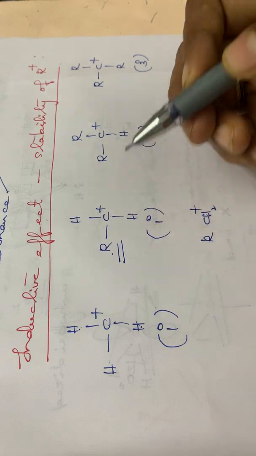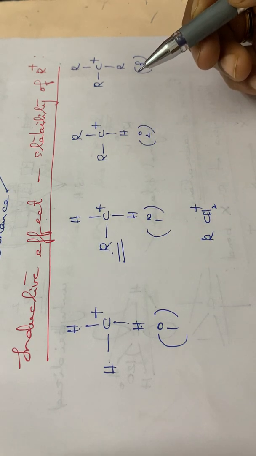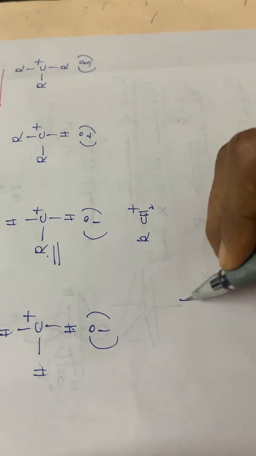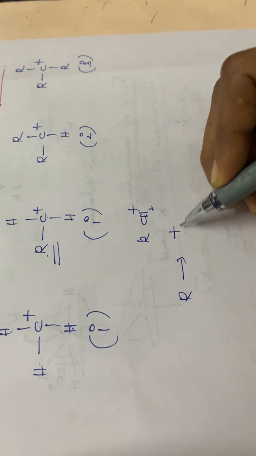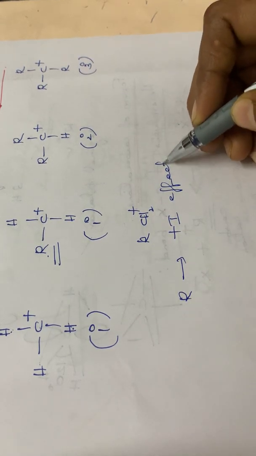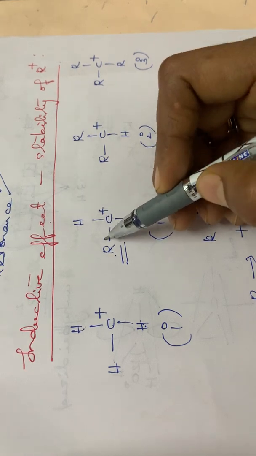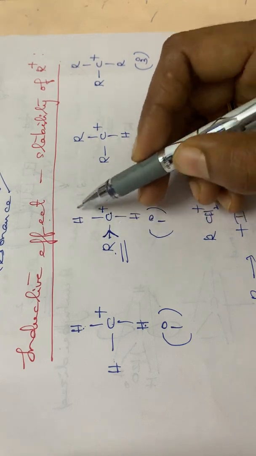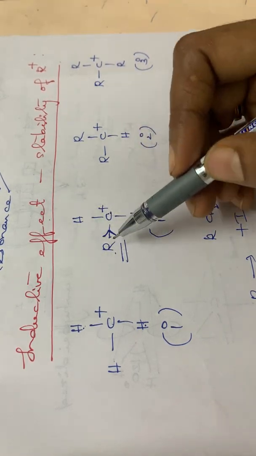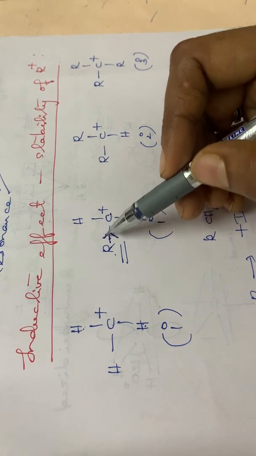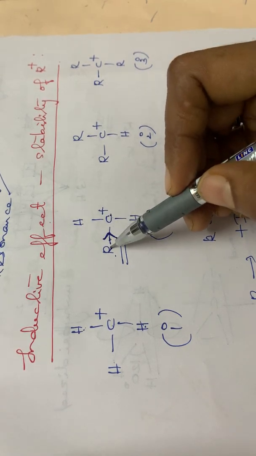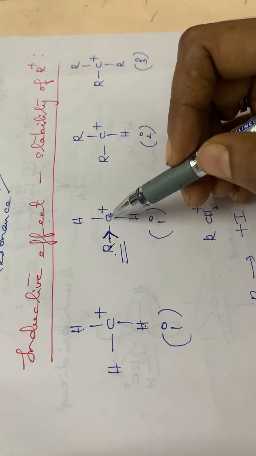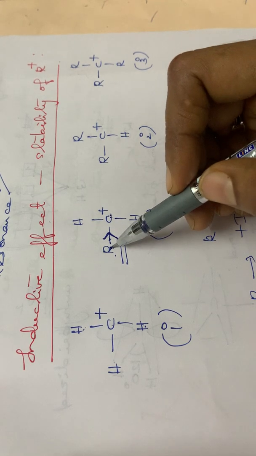Here the R group means it is an alkyl group, isn't it? And you know, this alkyl group has a plus I effect. What do you mean by plus I effect? The electron shift will be towards this carbon atom, it will be releasing electrons towards this carbon atom. So this primary carbocation has one alkyl group, and this R group has an electron releasing effect. So an electron pull will be towards this carbon atom from this alkyl group.